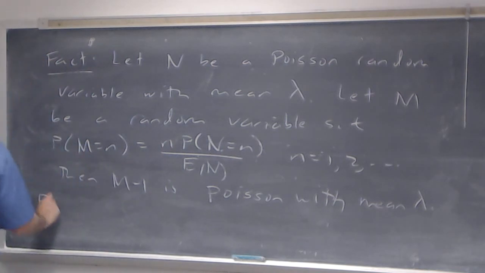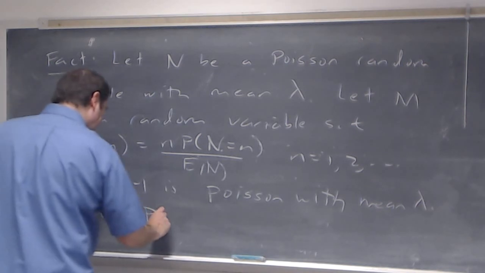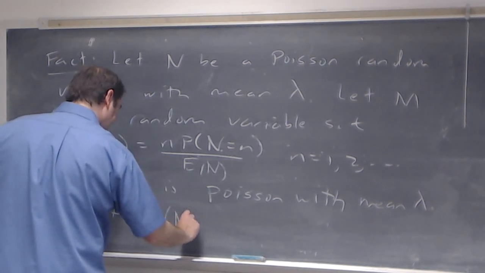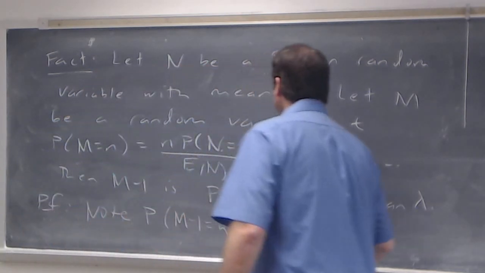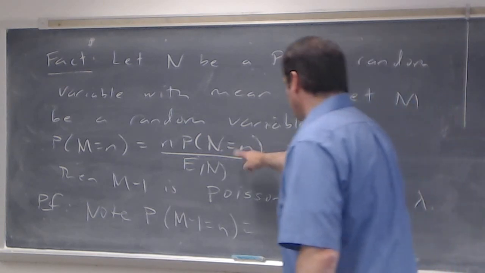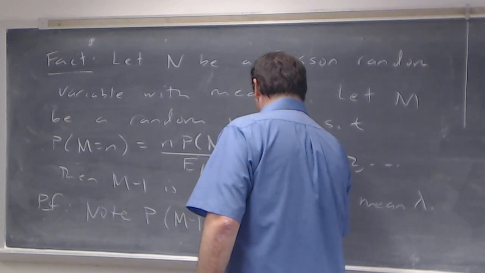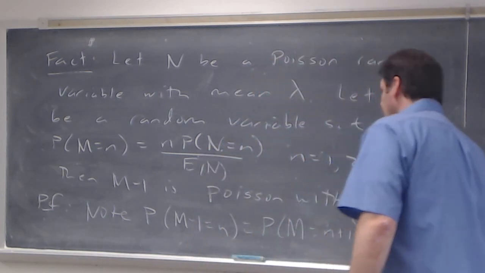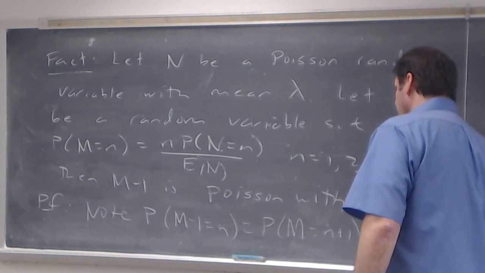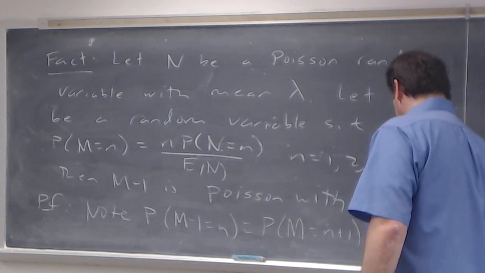Proof. So note the probability that M minus 1 is equal to little n, by what's written right here. Well, first of all, this is the same thing as the probability that M is equal to n plus 1. And so by what's written here, this is equal to n plus 1 times the probability that big N is equal to n plus 1 all over the expected value of N.